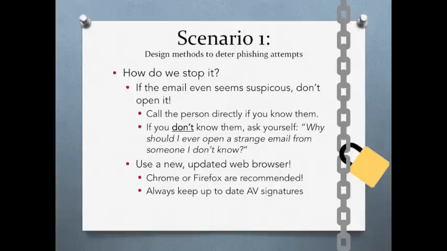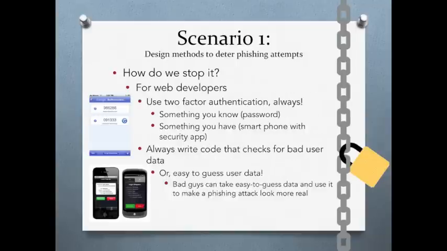So always recommend to a user, use Chrome, use Firefox, make sure it's always updated. Good way to go. And then, of course, keeping your AV signatures up to date doesn't mean you're going to be completely protected, but if the phishing link points to maybe some malware, it might get caught, so it's a good thing to have. Now, web developers.